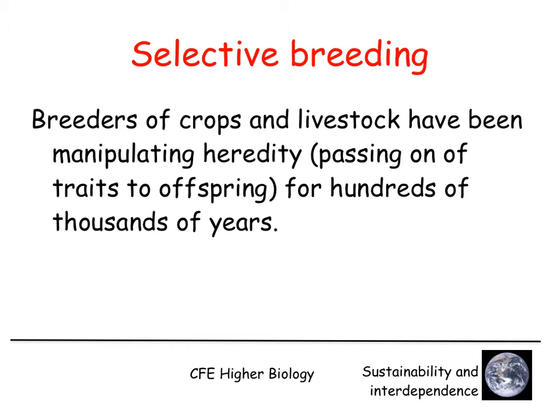Now, for hundreds of thousands of years, breeders of crops and livestock have been manipulating heredity. In other words, they've been doing selective breeding. They've been choosing animals that have got desirable characteristics and then trying to selectively breed them to enhance those characteristics.